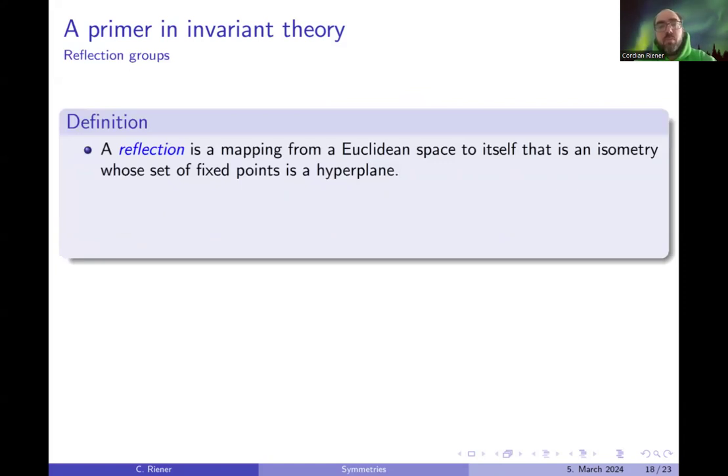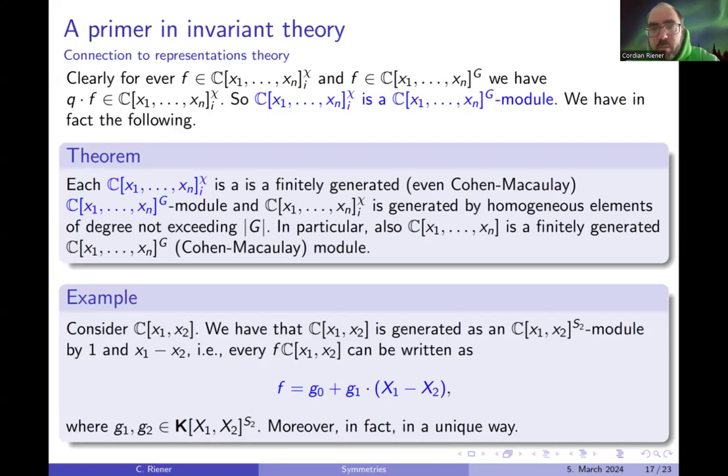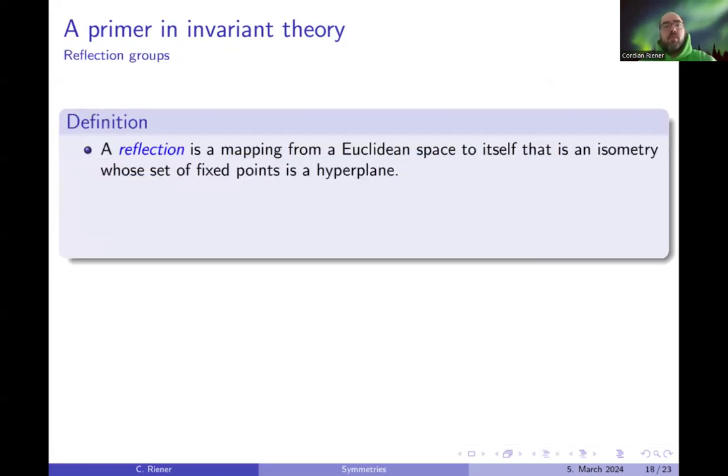So I just want to briefly, yes? In the previous example, what is the character there? Say it again, sorry, I didn't hear. What is the character there? The character is just, so I didn't mention this. The character here is just the sign of the permutation. 1 or minus 1. 1 or minus 1. Alternate. 1 and minus 1. Okay. 1 and minus 1, yeah.